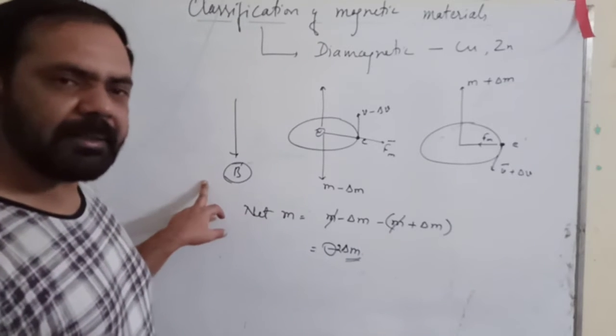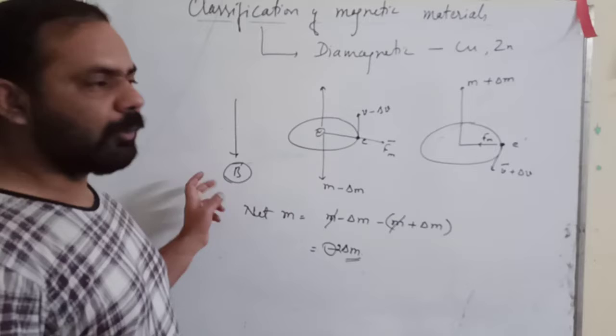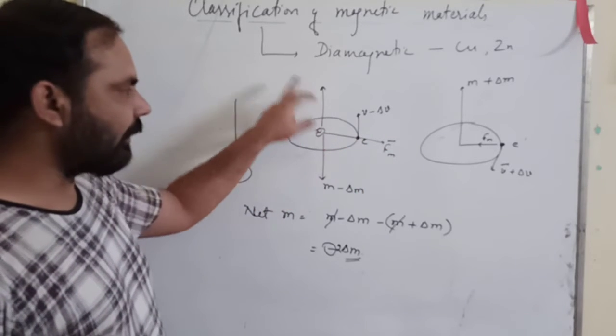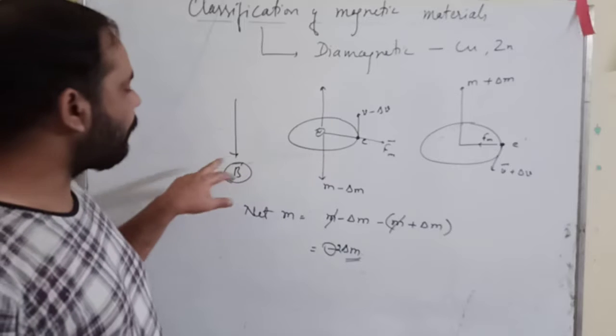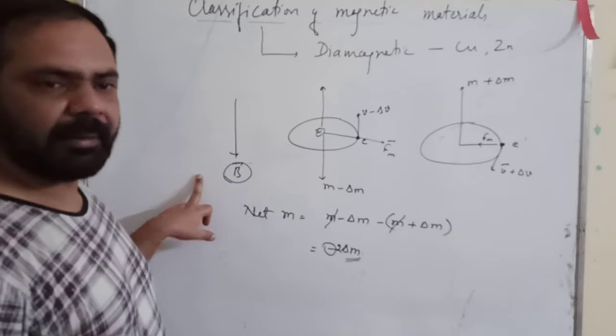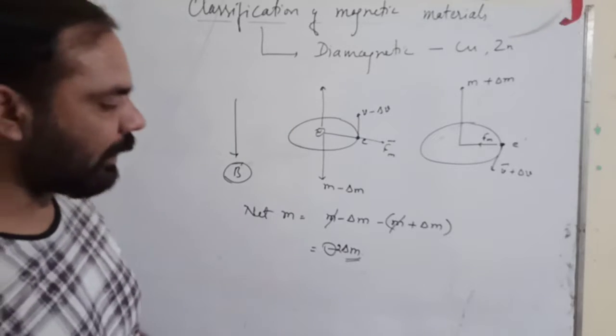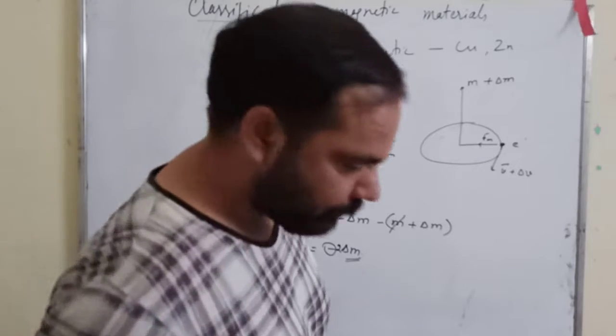This is your magnetizing field. Magnetizing field means who's magnetizing the atom. So they get magnetized in a direction opposite to the direction of the magnetizing field, right? So these are diamagnetic materials.